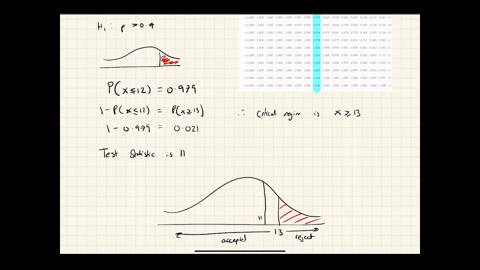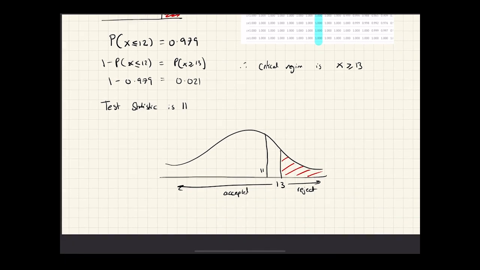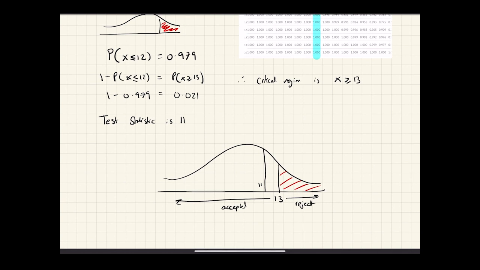So what we found here is our test statistic does not give us enough evidence to reject, but instead we've accepted it. What's important here is actually how you write the answer. So we say since 11 is not in the critical region, we will accept H0. But in terms of your exam answer, we never talk about the alternate hypothesis. So we never talk about rejecting or accepting the alternate. We only talk about the null hypothesis. So in this case, we'll say there is insufficient evidence to reject the null hypothesis. That's what we must say.